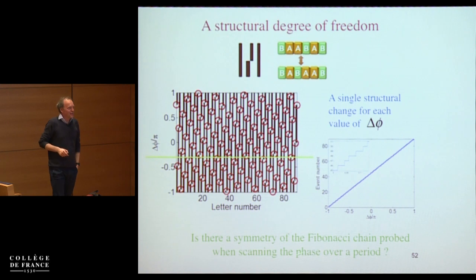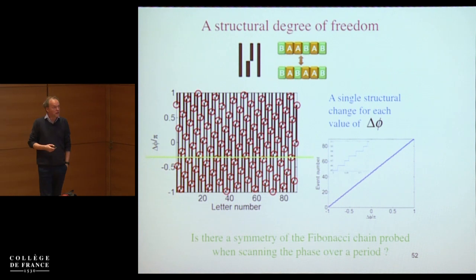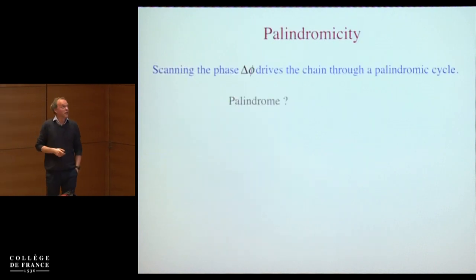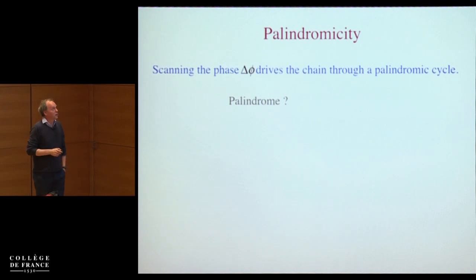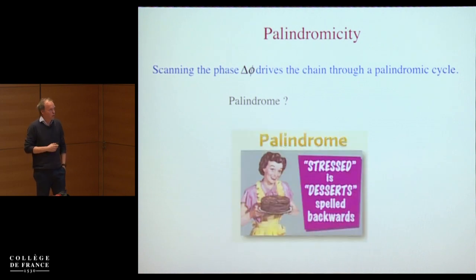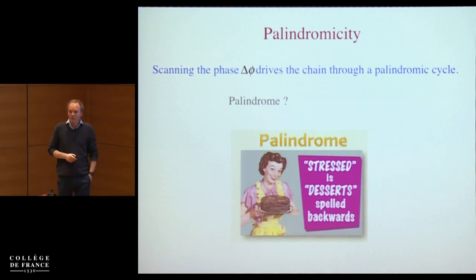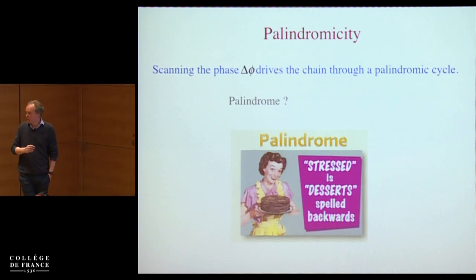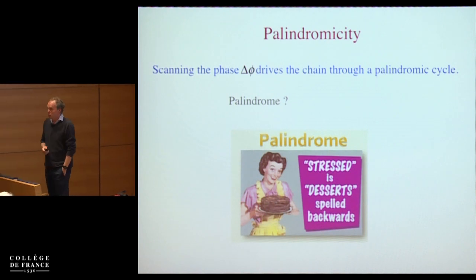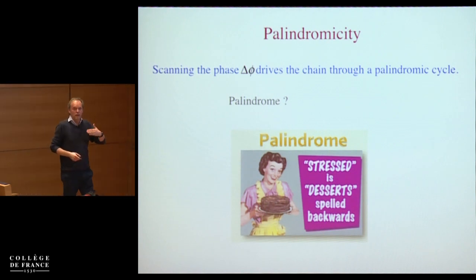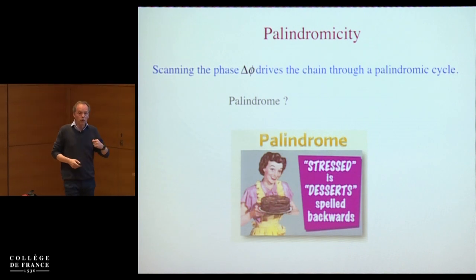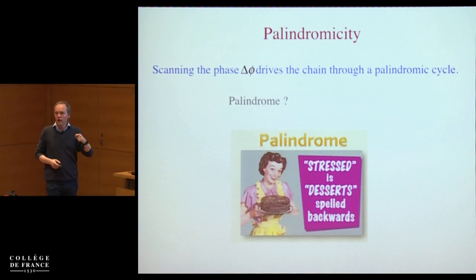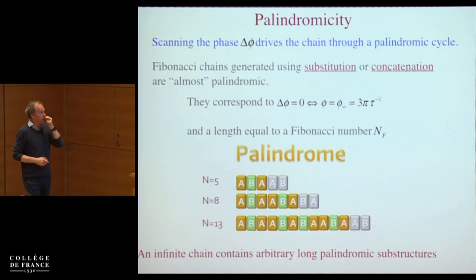Okay, so now the question: is there a symmetry of the Fibonacci chain probed when scanning this phase over a period? What is the symmetry? The symmetry is palindromicity. What I'm saying is that by scanning the phase delta phi, I drive the chain through a palindromic cycle. So what is a palindrome? A palindrome is this. Okay, it's a symmetric structure that can be read in both directions. Which means that when I'm changing delta phi, I go through values at which the chain is symmetric, is palindromic.